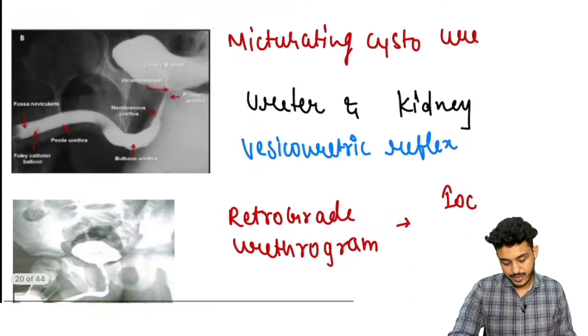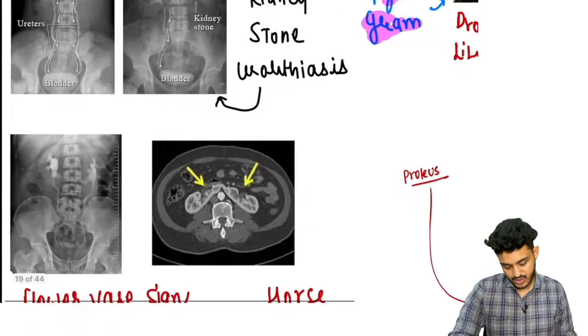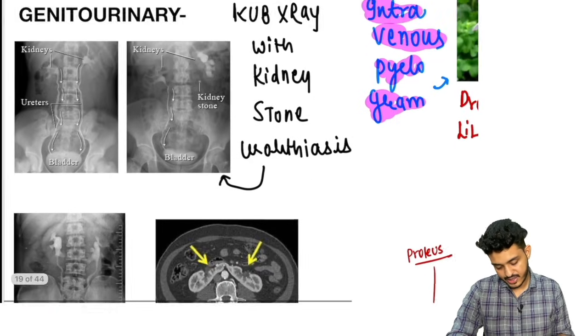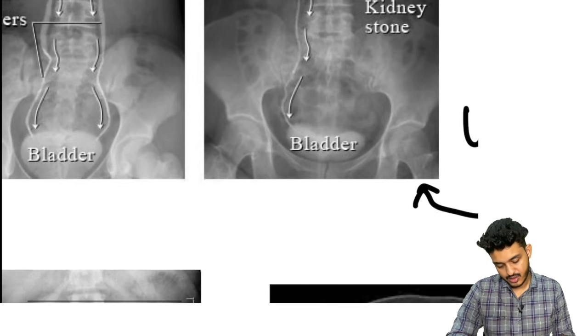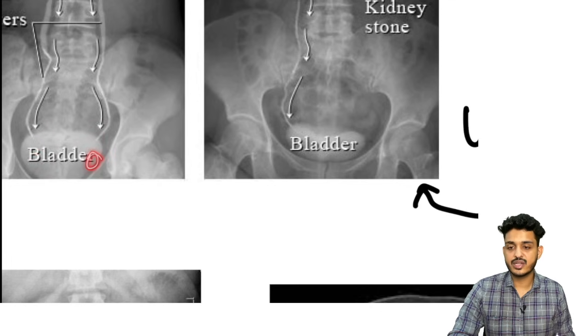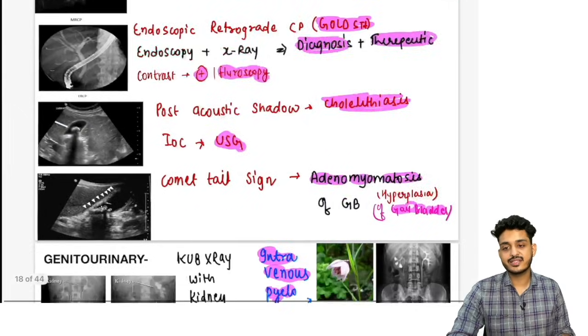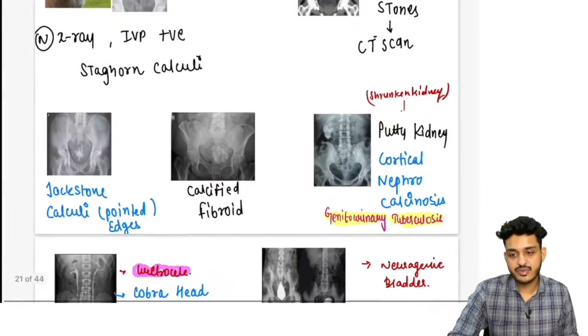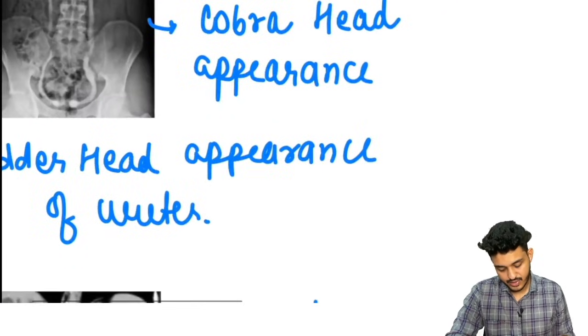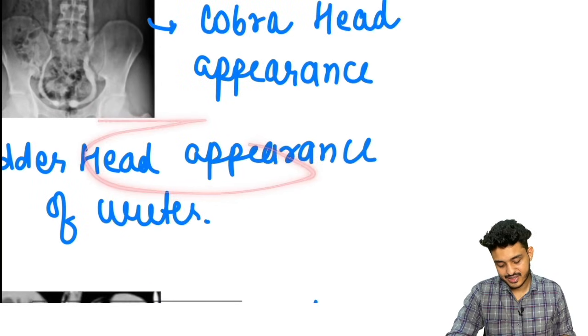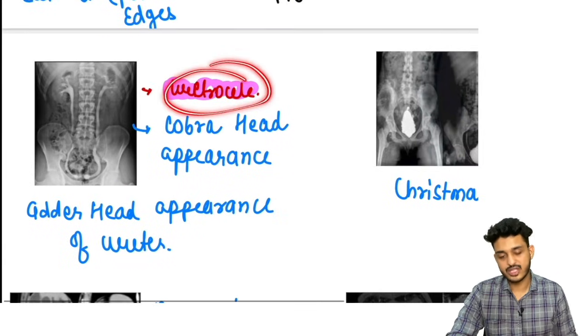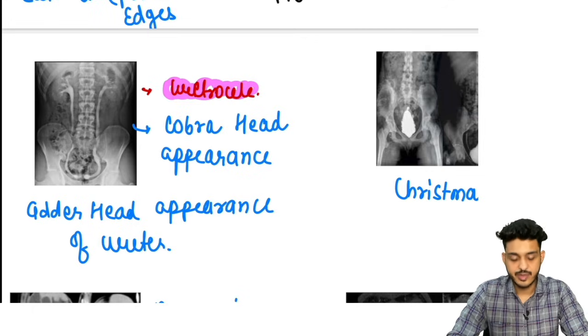Normal ureter would be appearing what? You can appreciate normal ureter would be appearing like that. Normal ureters will be going like that. It will not have any bulging like that. So if you are finding this type of bulging, this is going to be suggestive of adder head appearance. This is suggestive of ureterocele, beta. Ureterocele will be there, right?